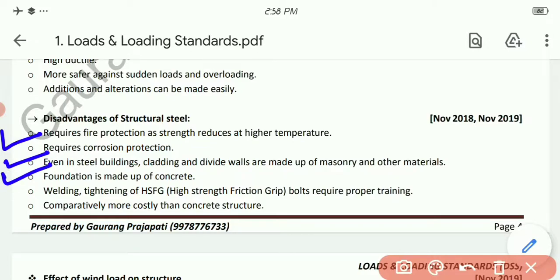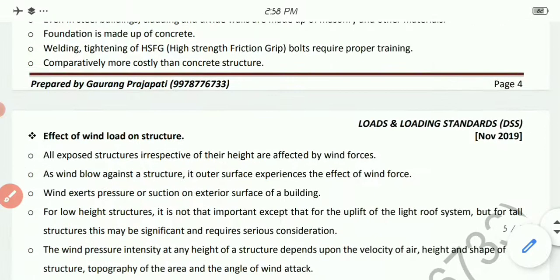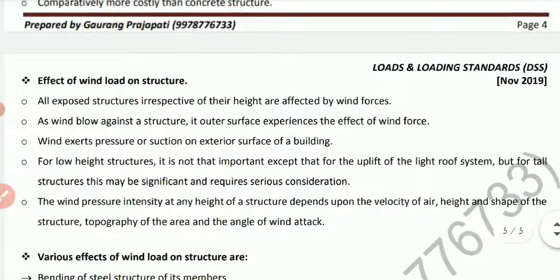Then even in a steel building, cladding and divide walls are made of masonry or other materials, so it is not possible to make any structure fully of steel; you have to use other materials also. Foundation is usually made of concrete. Then welding and tightening of HSFG, that means high strength friction grip bolts, require proper training and are comparatively more costly than concrete structures. So these were the disadvantages of structural steel. Now next, that is the effect of wind load on the structure.